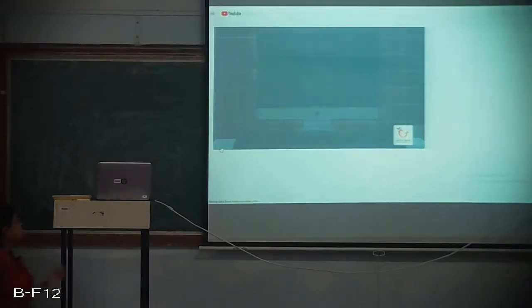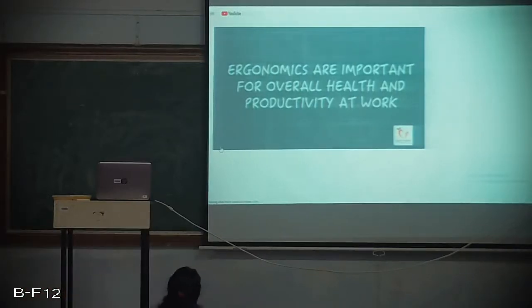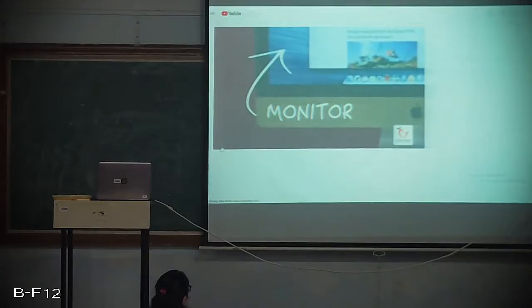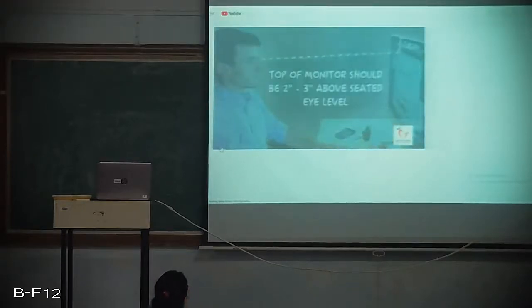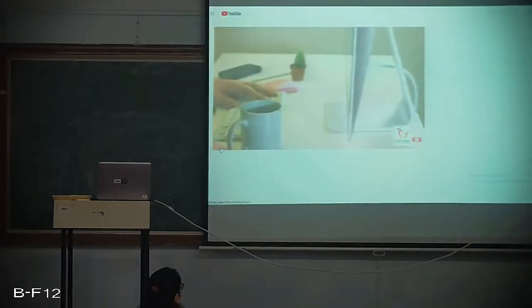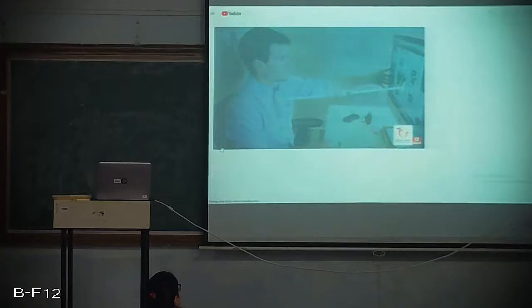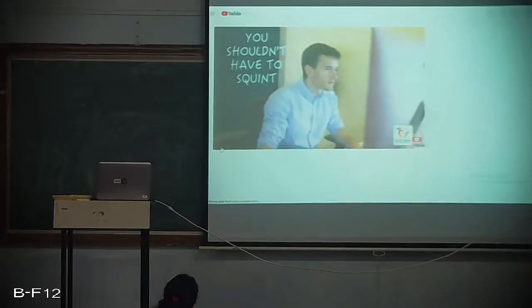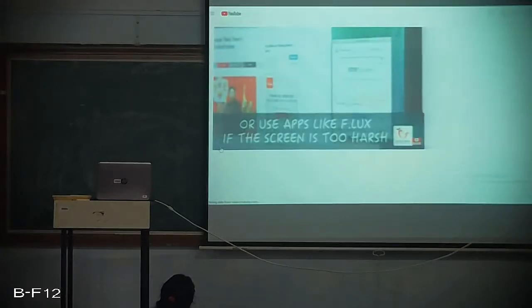In this video, they have shown how the perfect desk needs to be designed. You can see that ergonomics is important at the workspace setup. This is the monitor. You can see where the monitor needs to be kept and how it should be kept: exactly in front, with the top of the monitor 2 or 3 inches above the seated eye level. Then use books if needed. Sit about an arm's length away, that is shown there. You shouldn't have to squint your eyes. Adjust the pixel size if things are not read properly, or use apps.